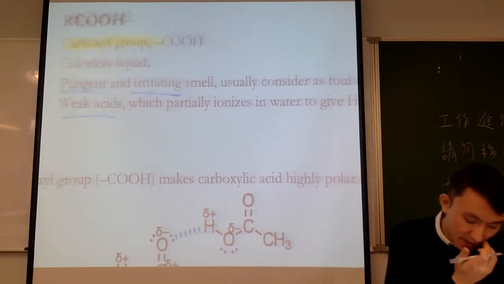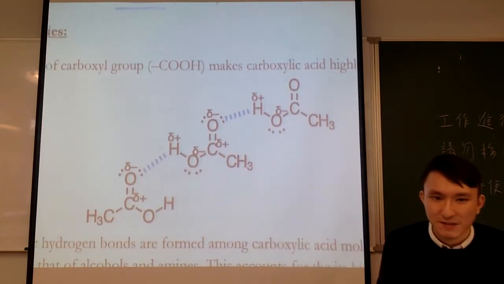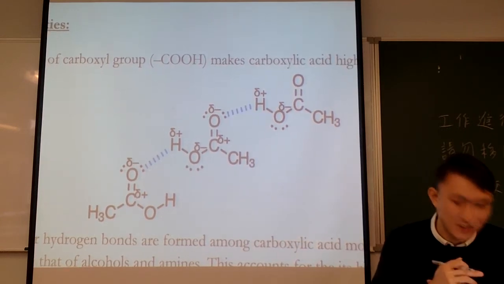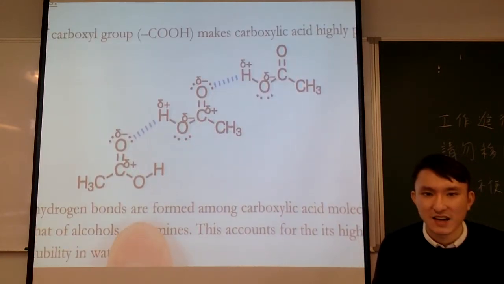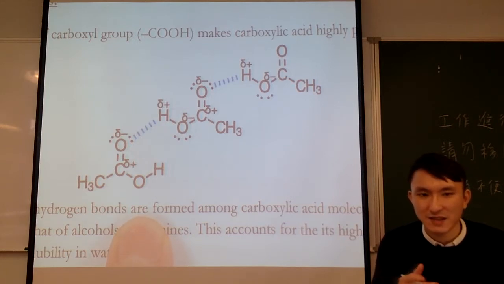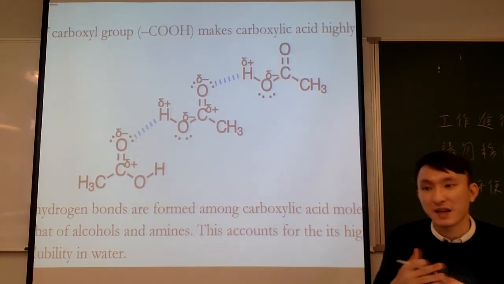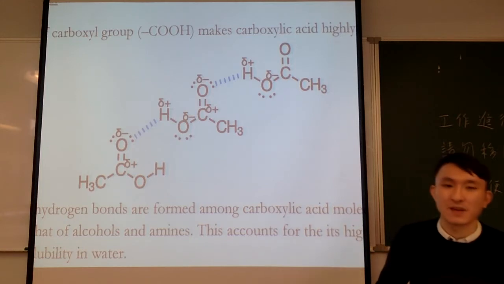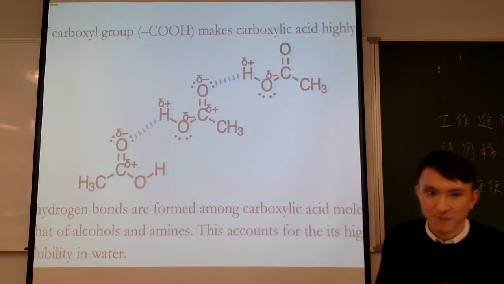All right. So, physical property: similar to alcohol, because of the carboxyl group, it can form hydrogen bonds with its own molecules, and the intermolecular hydrogen bonding is even more extensive than in alcohol. So this is the reason why carboxylic acid has a higher boiling point than alcohol. Of course, we are comparing members with a similar number of carbons. So, carboxylic acid has a higher boiling point than alcohol.